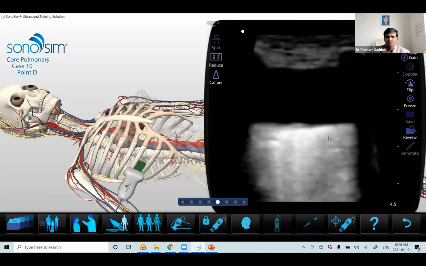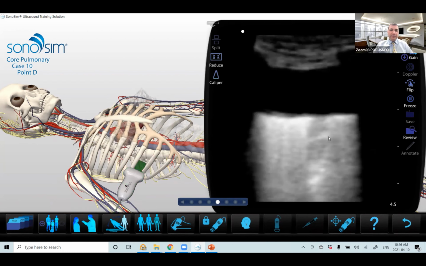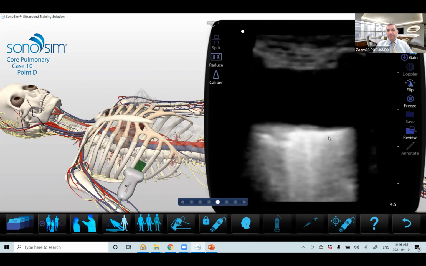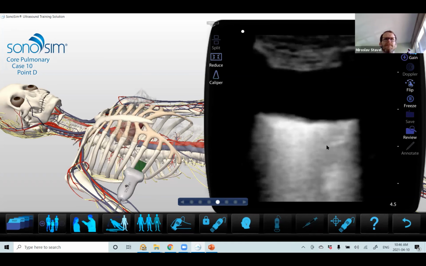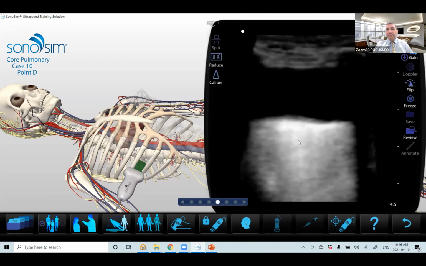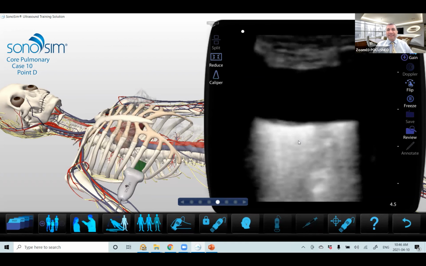Yeah, I'm at the lateral basal part of the right lung. You have enough views of that, don't you? Yeah, so probably pleural effusion. Perfect. Any other opinion?